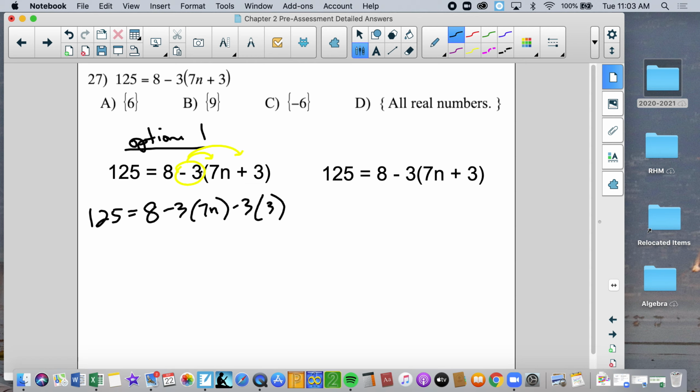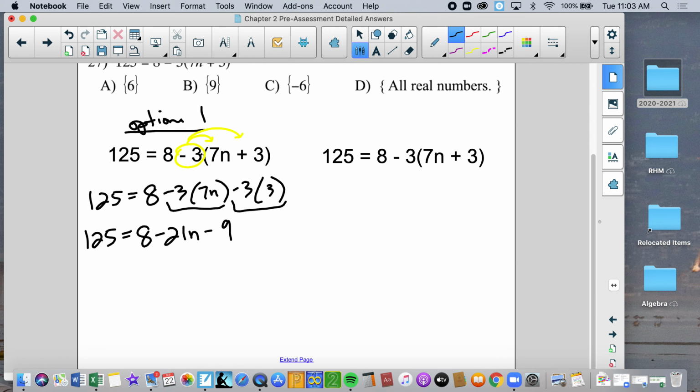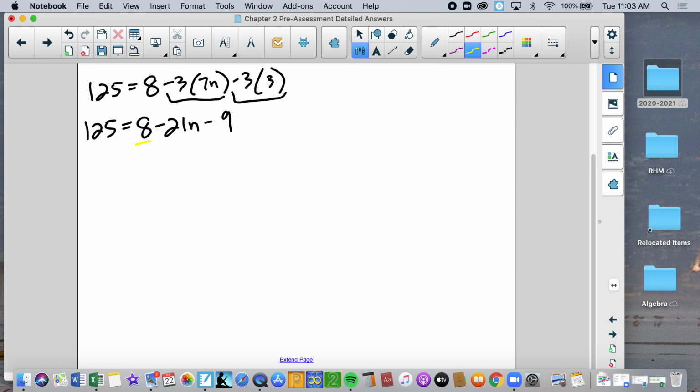So 125 equals 8. Negative 3 times 7n is negative 21n. Negative 3 times 3 is negative 9. Now, since we have constants on the same side of the equal sign, let's simplify that. We can't simplify any other ones because they have to be on the same side. So 125 equals positive 8, negative 9 is negative 1. And now this is a two-step problem. Get rid of what's being added and subtracted to the variable.